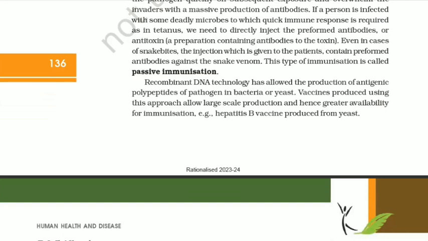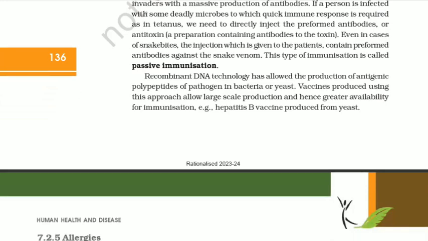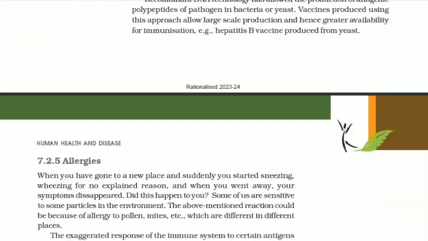If a person is infected with some deadly microbe to which quick immune response is required, as in tetanus, we need to directly inject the preformed antibodies or antitoxin. Even in cases of snake bites, the injection which is given to the patient contains preformed antibodies against the snake venom. This type of immunization is called passive immunization.